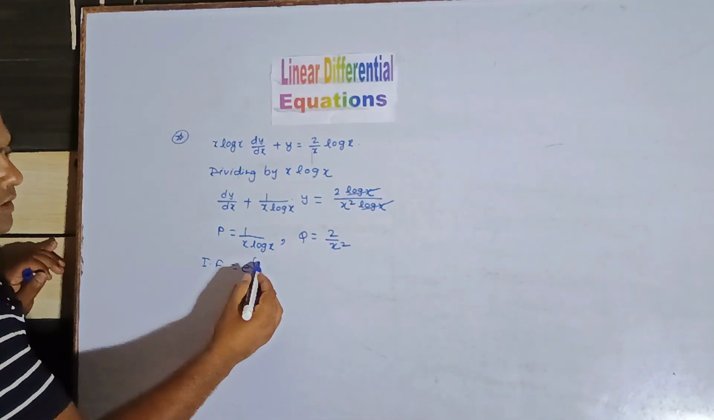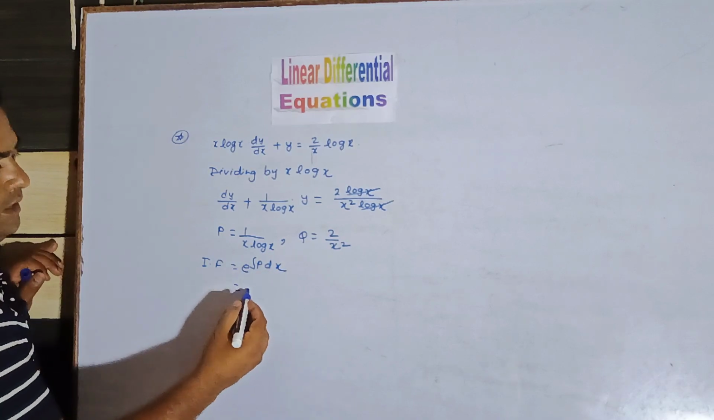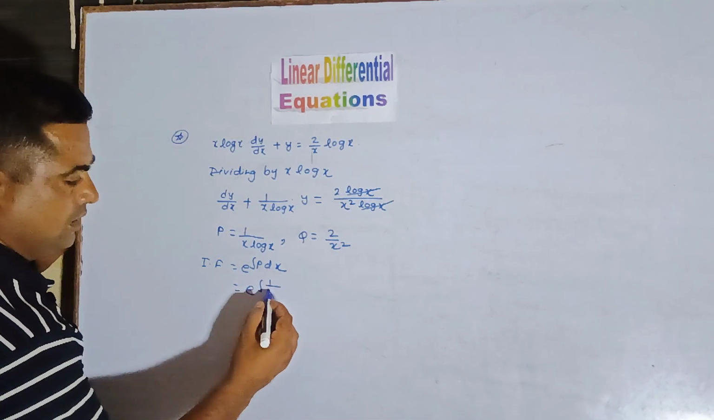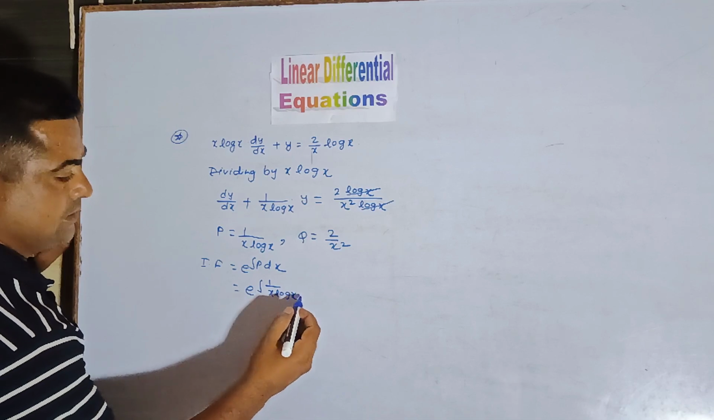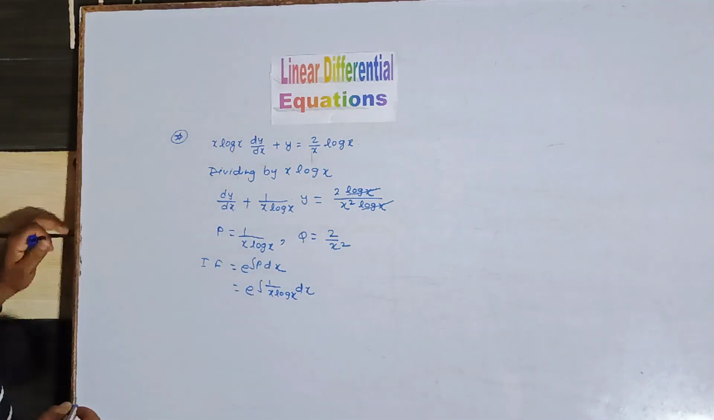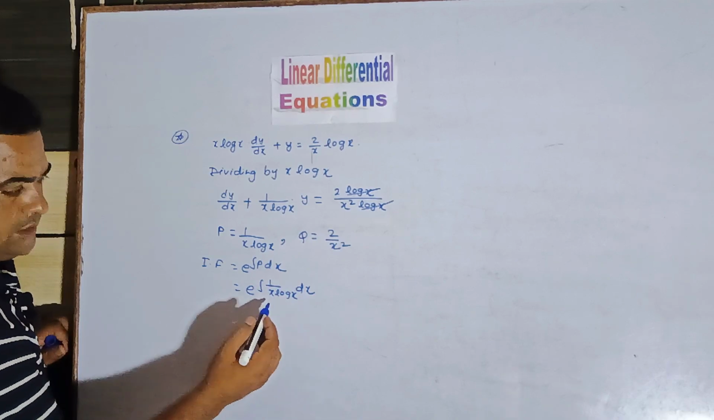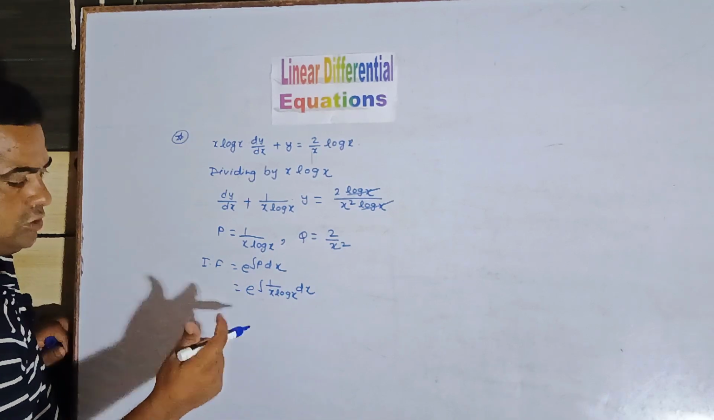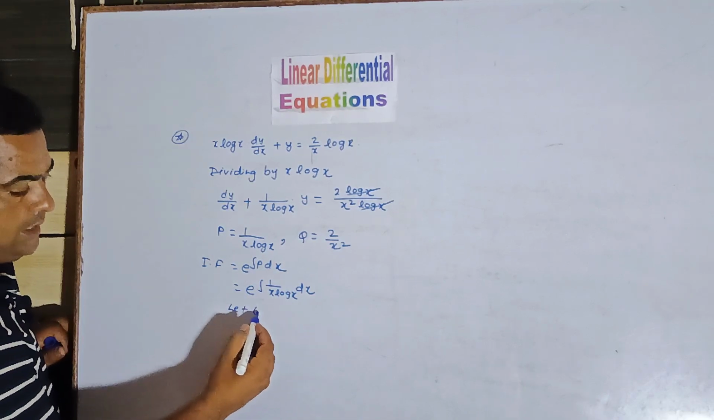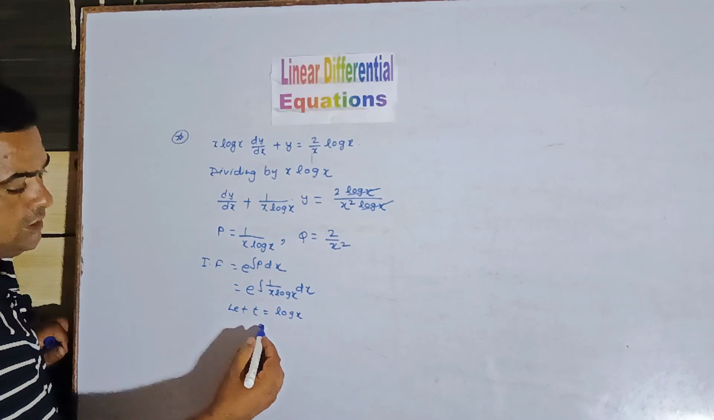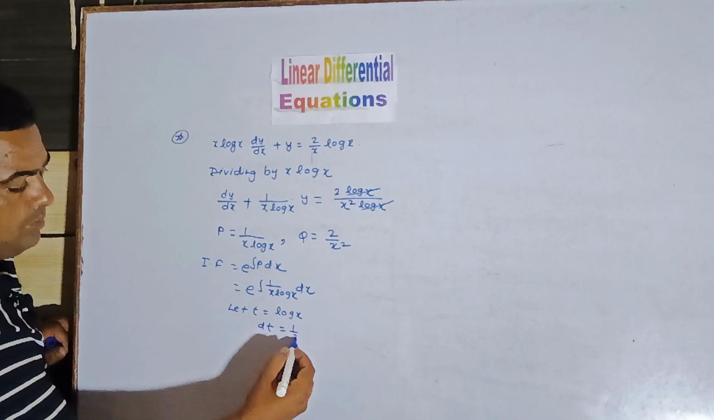This will be e to the power integral p dx. The value of p is 1 upon x log x into dx. Correct? Now we will write here, let t equals log x. We are doing integral by substitution method. So let t equal log x. Differentiation of this will be 1 upon x.